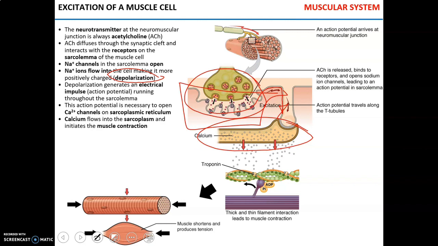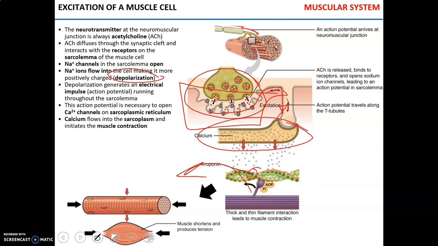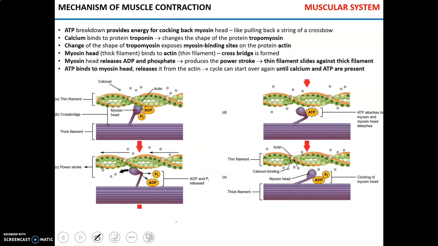Calcium diffuses from the sarcoplasmic reticulum into the sarcoplasm, binds to the protein troponin on the thin filament, and essentially initiates a muscle contraction. So here you can see that binding of calcium causes the sliding of the filament, shortening of the myofibril, and shortening of the muscle. So this is how muscle contraction actually occurs at the molecular level.